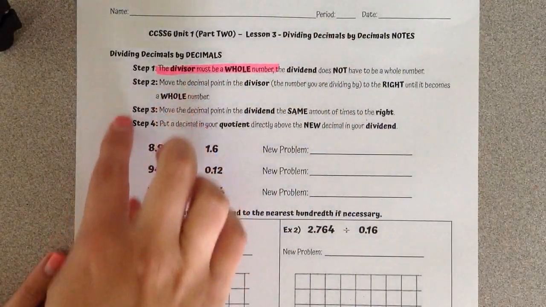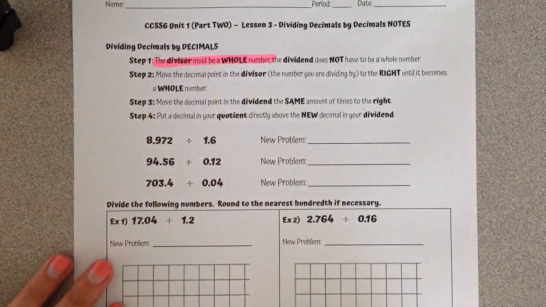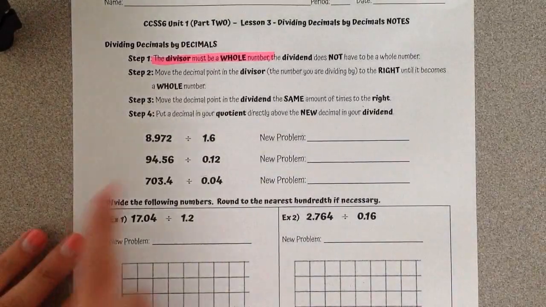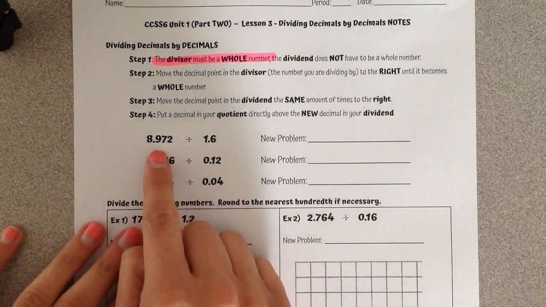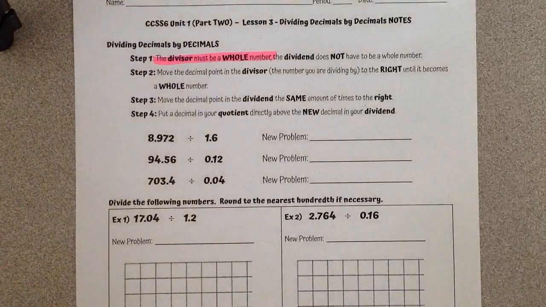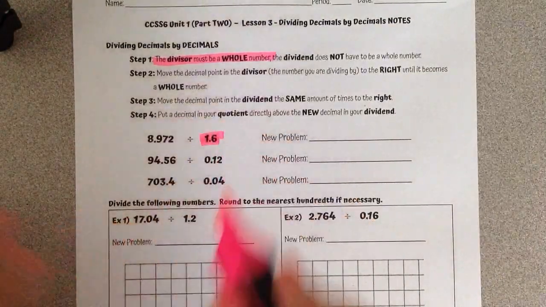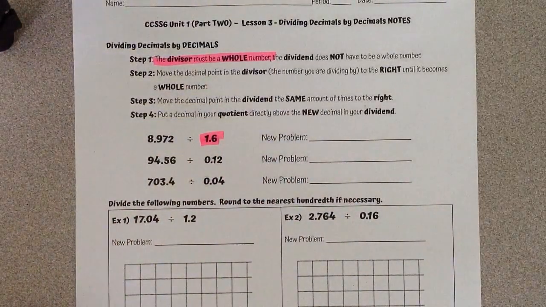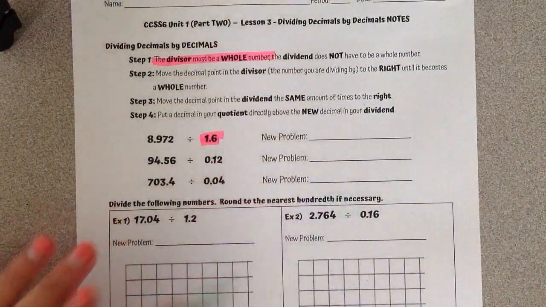These steps we're going to look at over here. We're going to show you how we apply those steps and then move it into our actual answer. Let's practice with these first three examples. We've got 8 and 972 thousandths divided by 1 and 6 tenths. So you don't forget, always highlight your divisor. Looking at this first problem, I'm highlighting the divisor of 1.6, or 1 and 6 tenths. This has to be a whole number. Right now it is not.